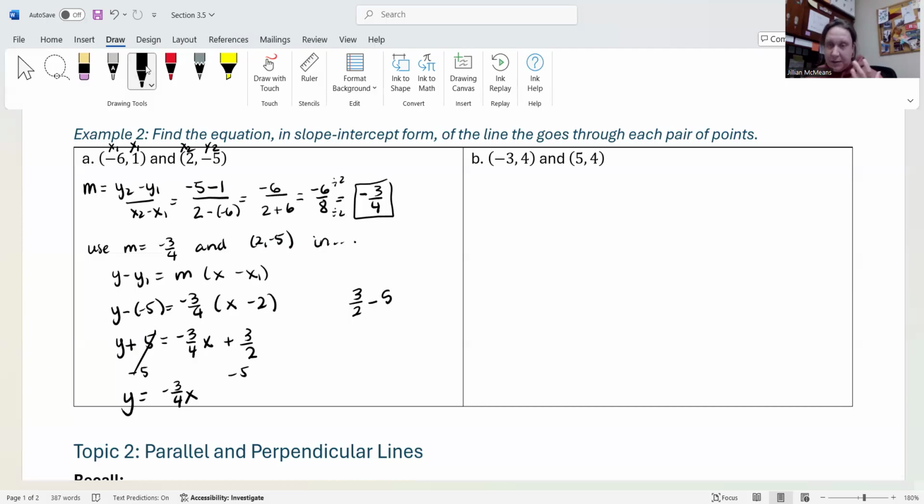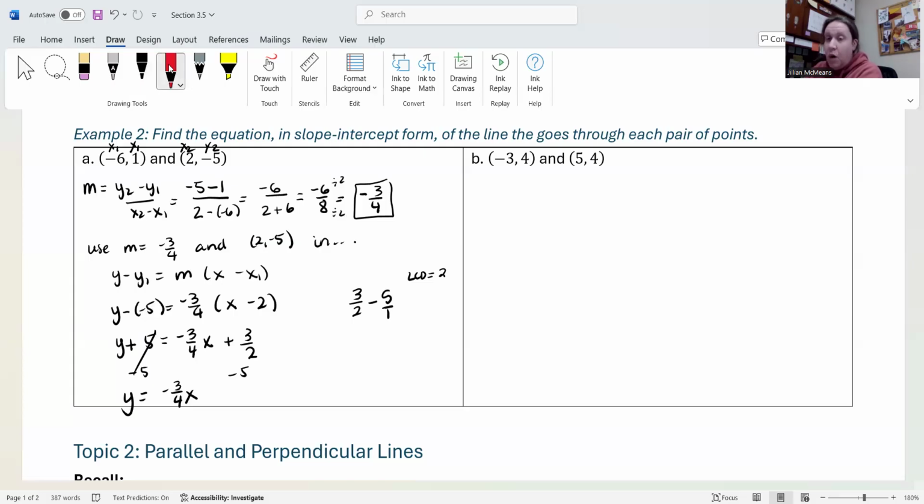Now again, you might be able to do this in your head. That's fantastic. You may want to use your calculator, also fantastic. I'm going to do this on paper just to kind of remind you how some of this works. So what we need here is an LCD. The lowest common denominator that's going to work for us here is a 2, okay? So 3/2 is good. 5 over 1 needs to be rewritten.